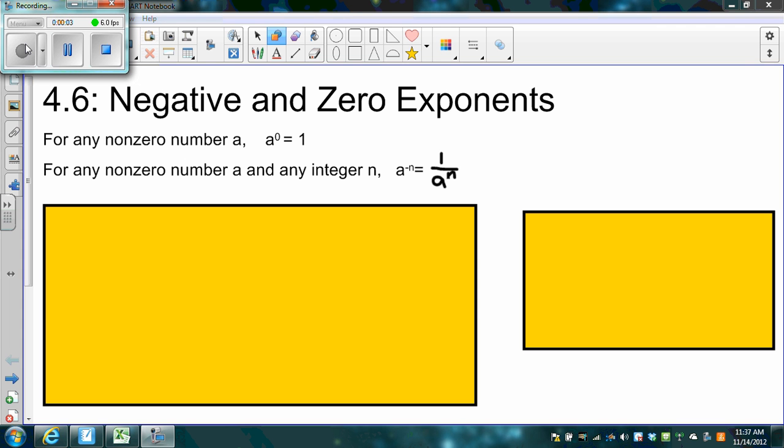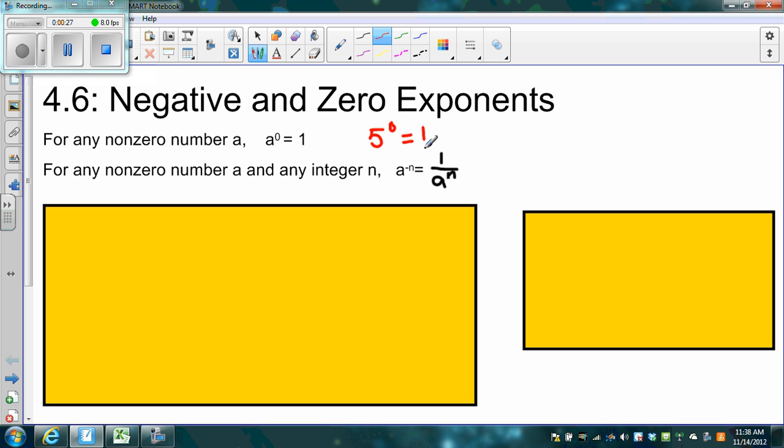This lesson is on 4.6, which is negative and zero exponents. The two key things you need to know here are that any time you have any number to the zero exponent, the answer will be 1. So here a could be any number except 0, and a to the 0 is always 1. So if I had 5 to the 0, it's always equal to 1. Any number.